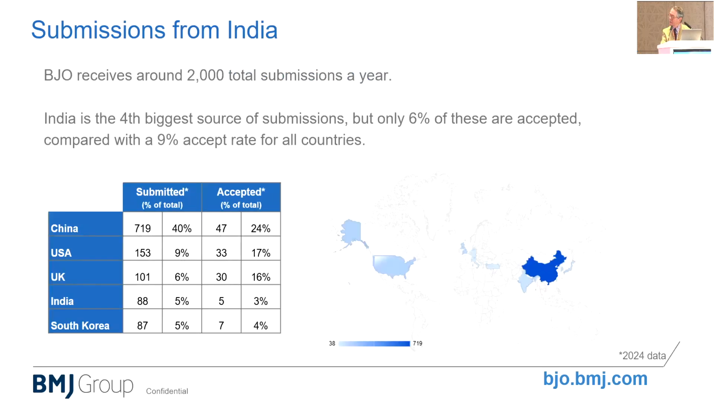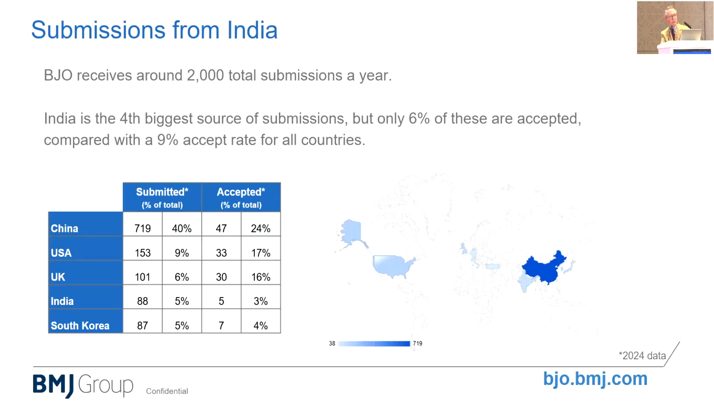The reason I've come to India in particular is that we get lots and lots of submissions from Indian authors. These are just statistics from my own journal. And we have a low acceptance rate of articles from Indian authors. And I think I really would like to do something about this.